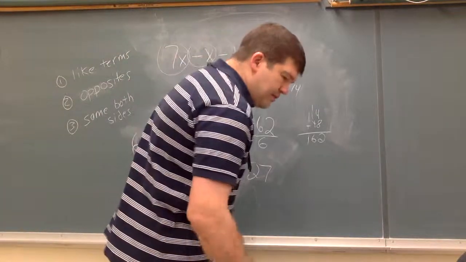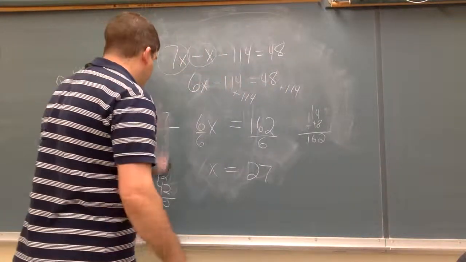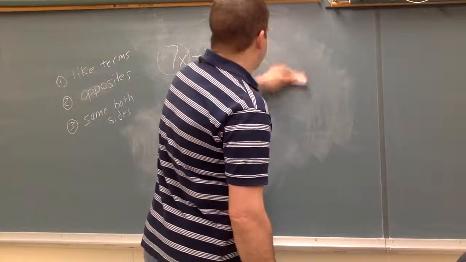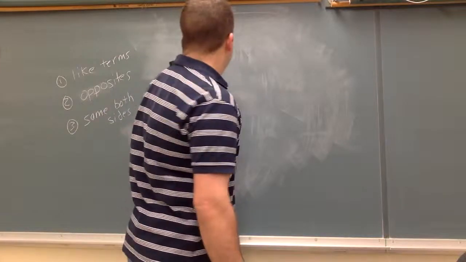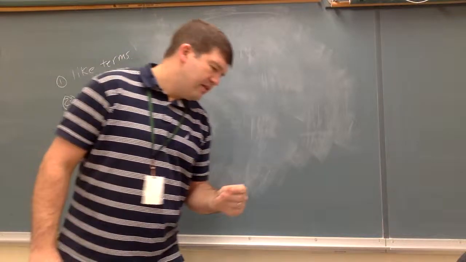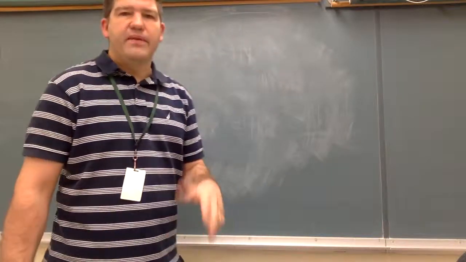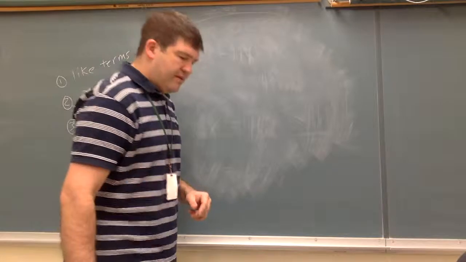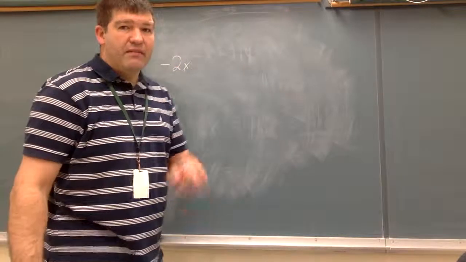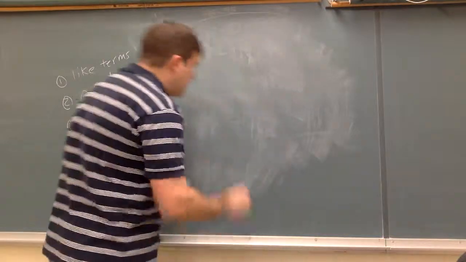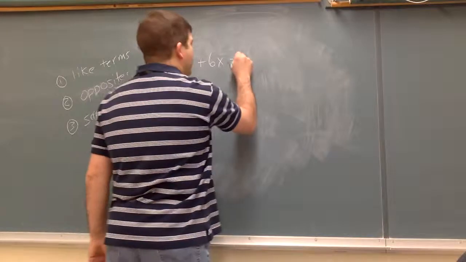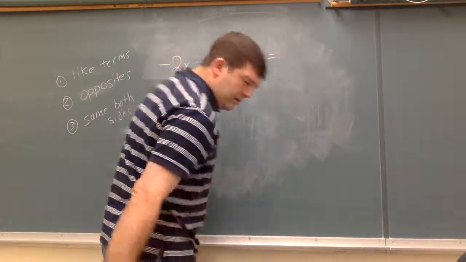Okay. Let's do one more. Number 4. Number 4 has something important that I want to show you. And then once I have done number 4, I want you to do number 5, 6, 7, 8 on your own, and then you can bring it to me and I'll check it. But let's do number 4. Minus 2x, so we're dealing with a negative number there, minus 2x plus 6x minus 78 equals 22.